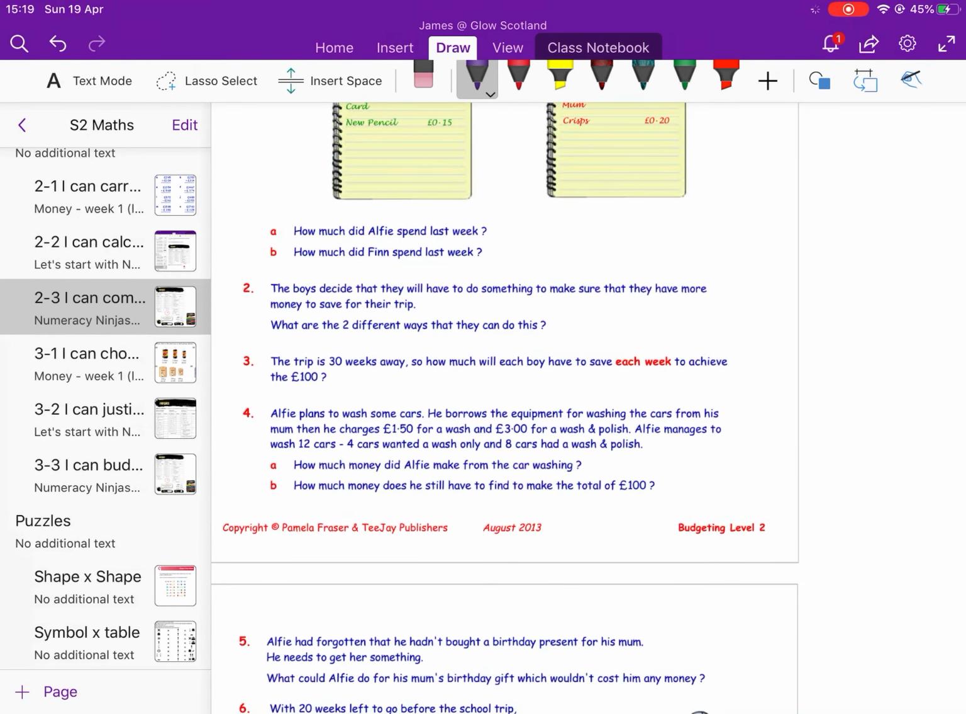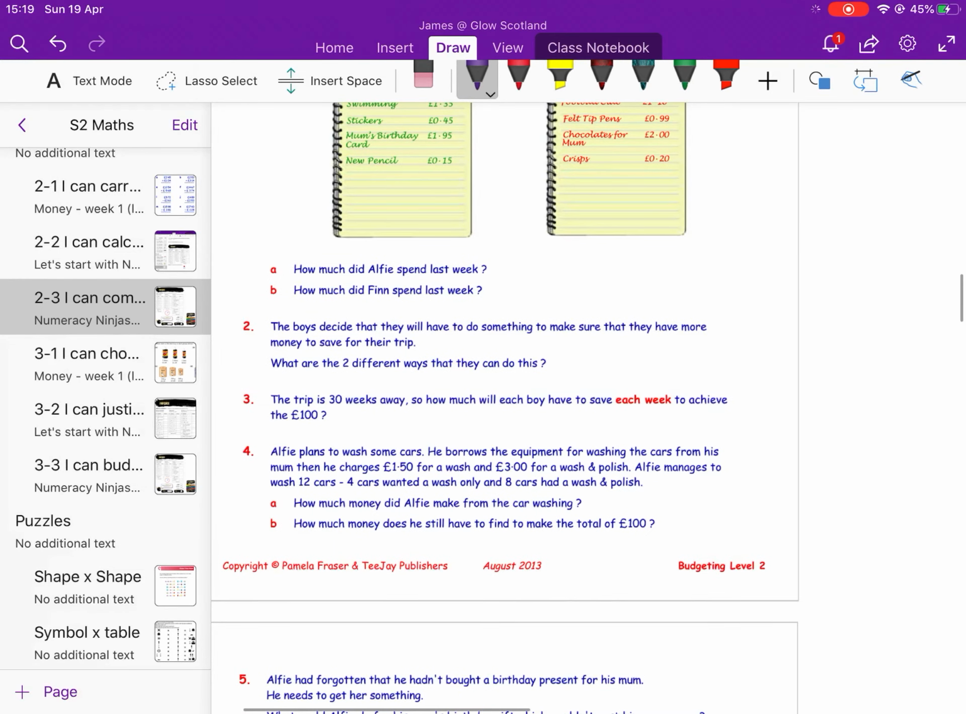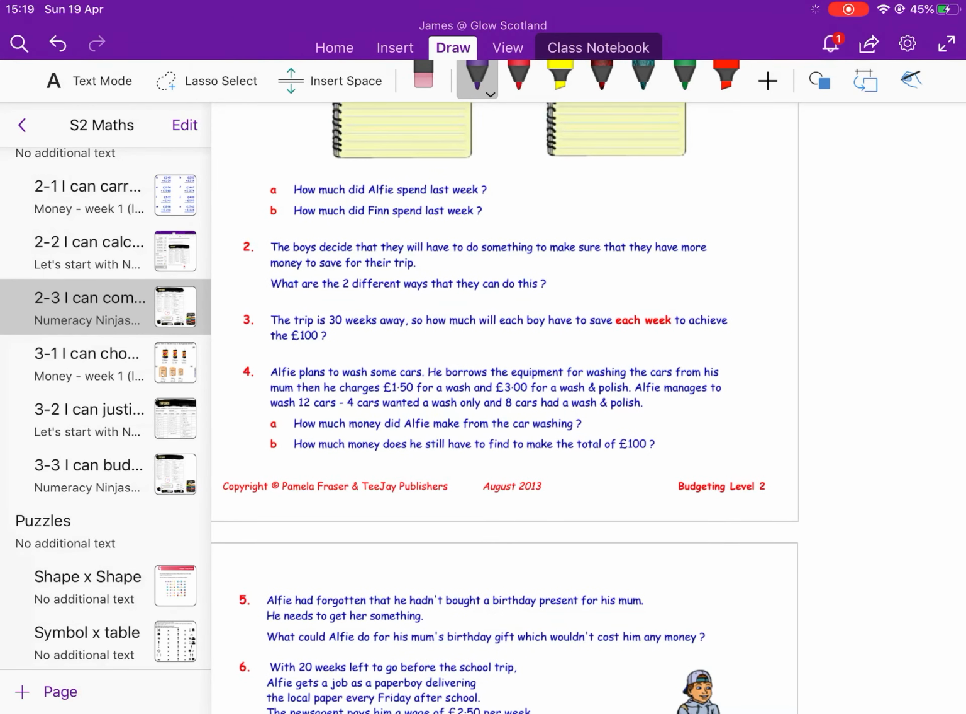For question 2, you'll need to have a wee think about what different ways they could save money for their trip. So think about what we've just discussed. The trip is 30 weeks away, so how much will each boy have to save each week to save £100? So you'll have to do a wee dividing sum there.